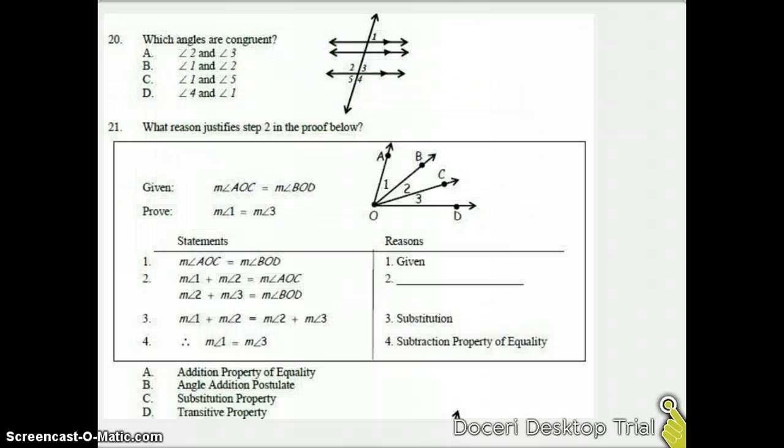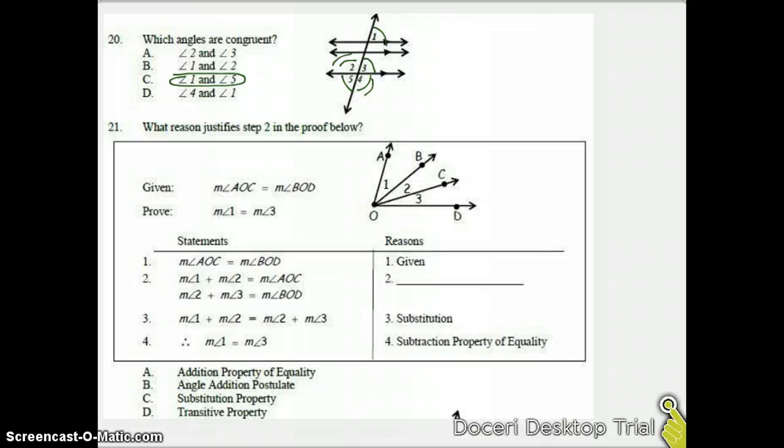Number 20, which angles are congruent? So we're really looking here at 3, 1, and 5 are all the same because 1 and 3 are corresponding, 3 and 5 are vertical, and 1 and 5 are alternate exterior. So we could say 1 and 5 are congruent. Now you also could have technically said 2 and 4 are congruent because those are vertical as well, but that wasn't one of our options.